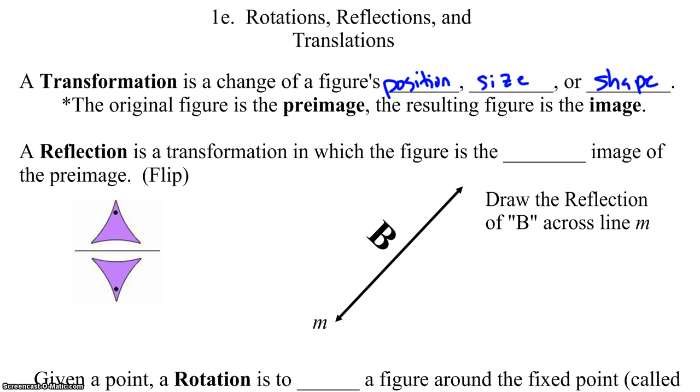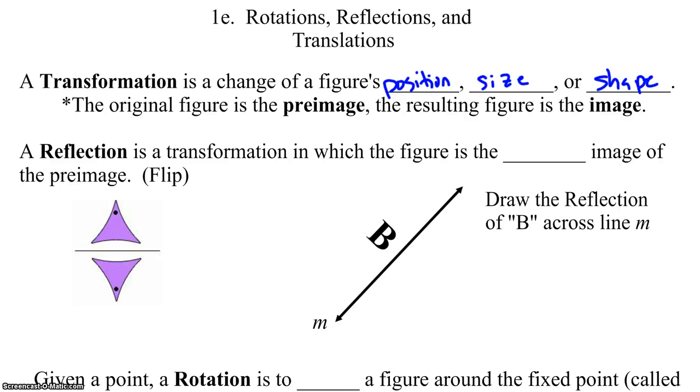Okay, so position, size, or shape. So the original figure, whenever I want to talk about the very first figure, it's called the pre-image, and then when we start moving it around, we have a resulting figure at the end of moving it around, that's what we're going to call the image.